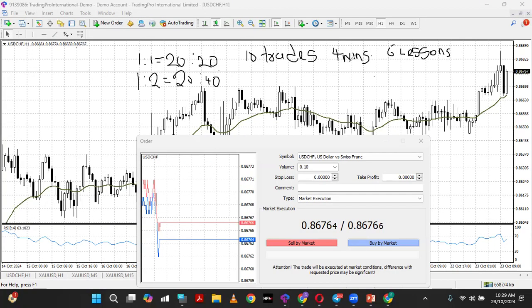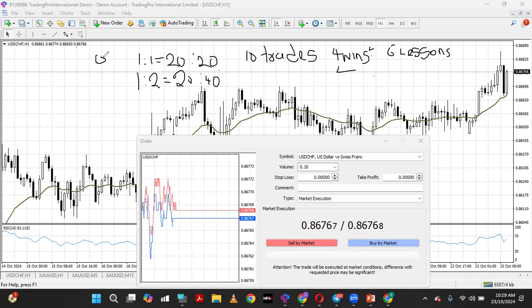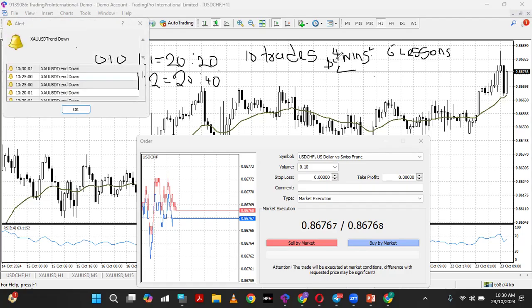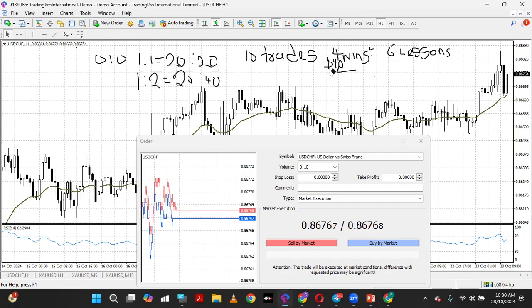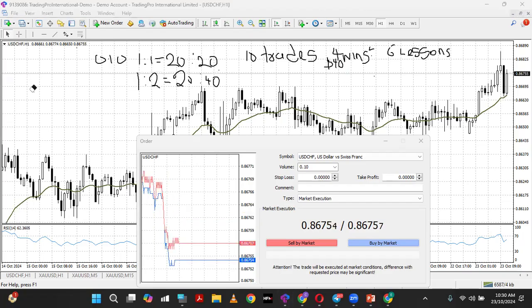Now, this person has gotten only 40. Let's say he won 4 and lost 6, and on each trade he's using 0.1 as his lot size. 4 trades is $40. Hello, are you people there? Yes, I'm there. And 6 losses is how much? $60. Minus $60.